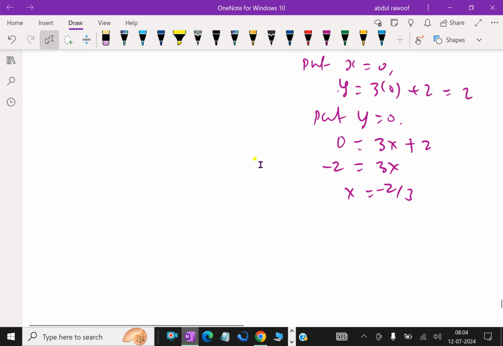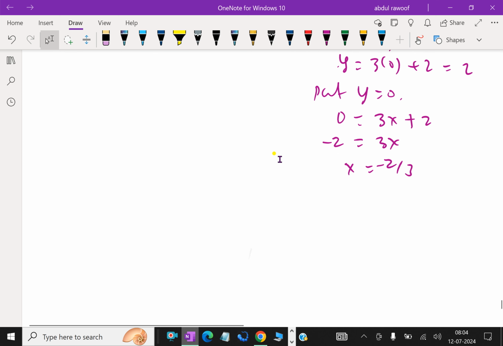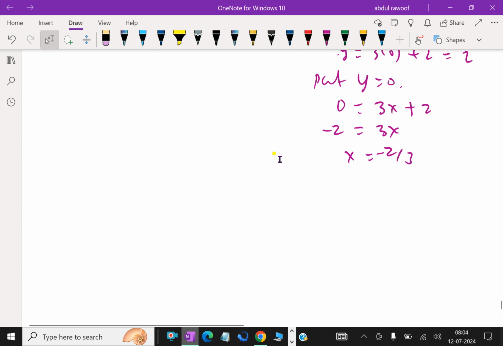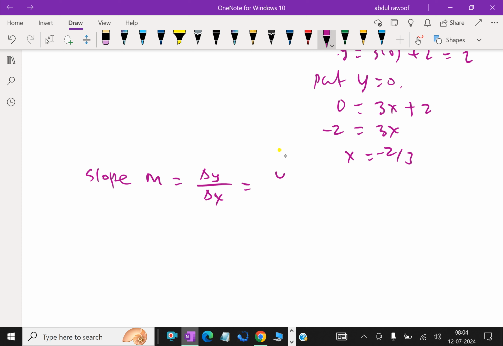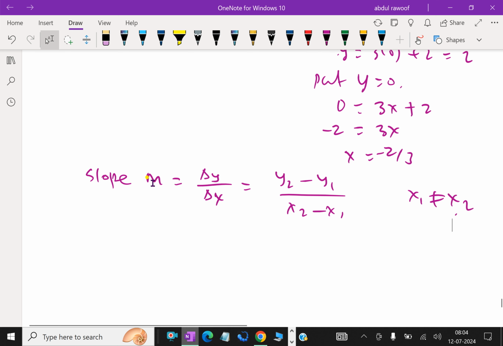Now, like this, the slope m can be given by delta y over delta x, the change in y with the change in x, which is y2 minus y1 over x2 minus x1, with two points. Here, x1 should not be equal to x2. This is the formula for finding slopes with two points.